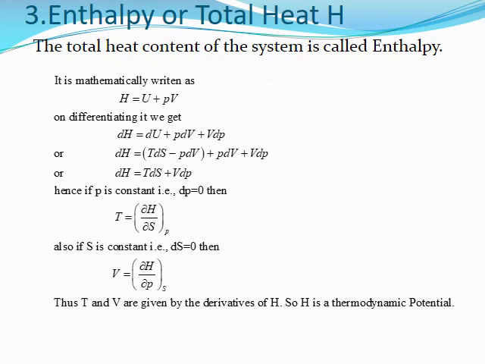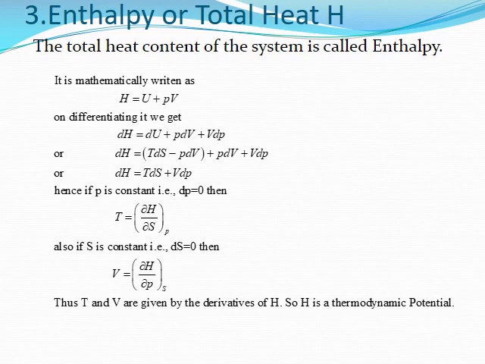Now we discuss the third thermodynamic potential called enthalpy or total heat. It is represented by the symbol H. The total heat content of the system is known as enthalpy. It is mathematically written as H is equal to U plus PV. On differentiating it, we will get dH is equal to dU plus PdV plus VdP, or dH is equal to TdS minus PdV plus PdV plus VdP. So here PdV cancels and we get dH is equal to TdS plus VdP.